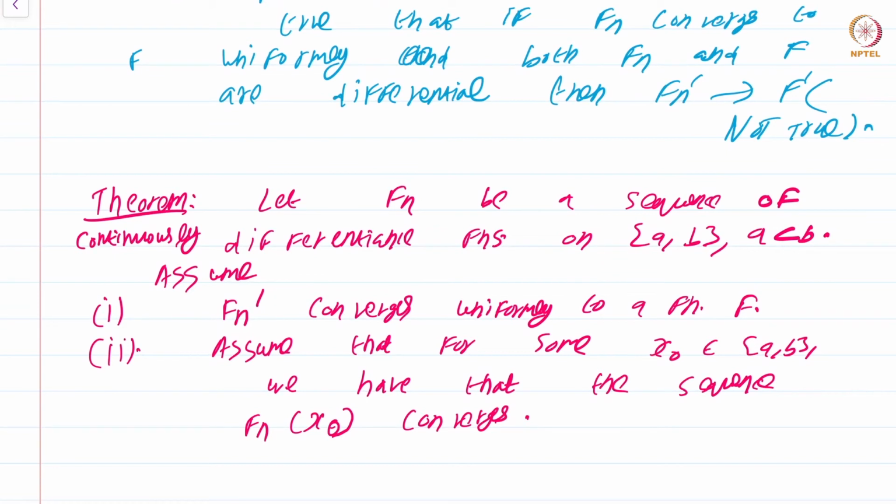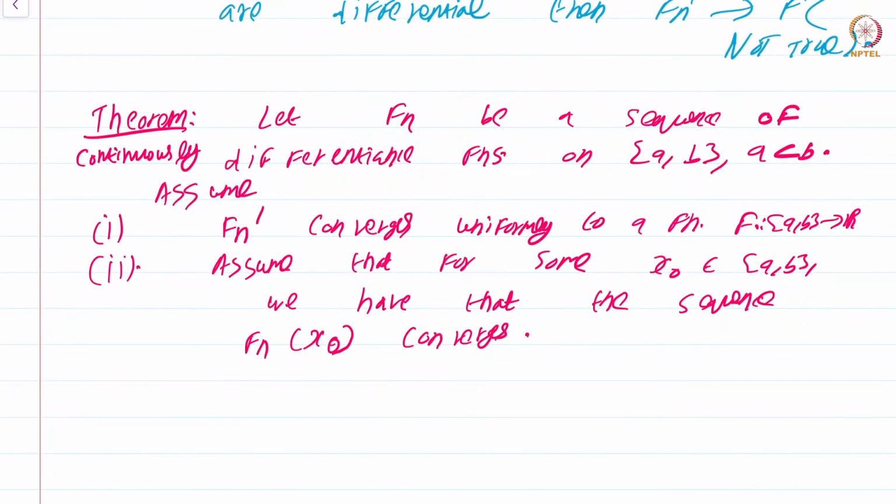The first is that the derivative functions fn prime converge uniformly to a function f. This function f from [a, b] to R will necessarily be a continuous function, simply because we are assuming that the fn primes are all continuous functions. And the second assumption is that for some x naught in the closed interval [a, b], the sequence fn of x naught converges.